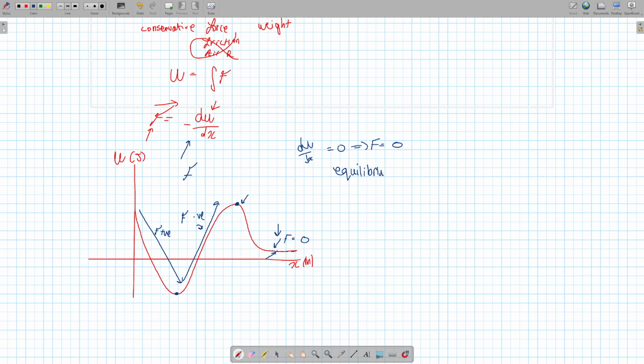And there are three types of equilibrium, okay? Stable, unstable, and neutral. If you want to pause the video and guess which one of these is which, so which one is stable from these 3 points, and try and guess which one is which, you can be my guest. But I'm going to give it to you right now.